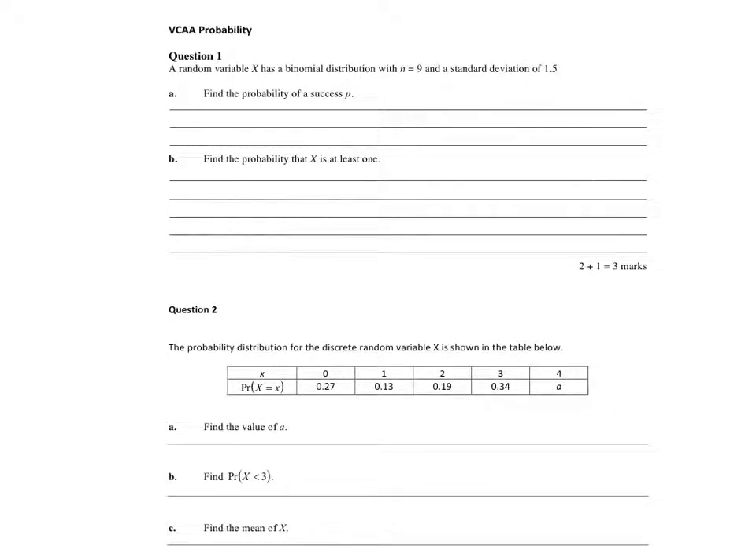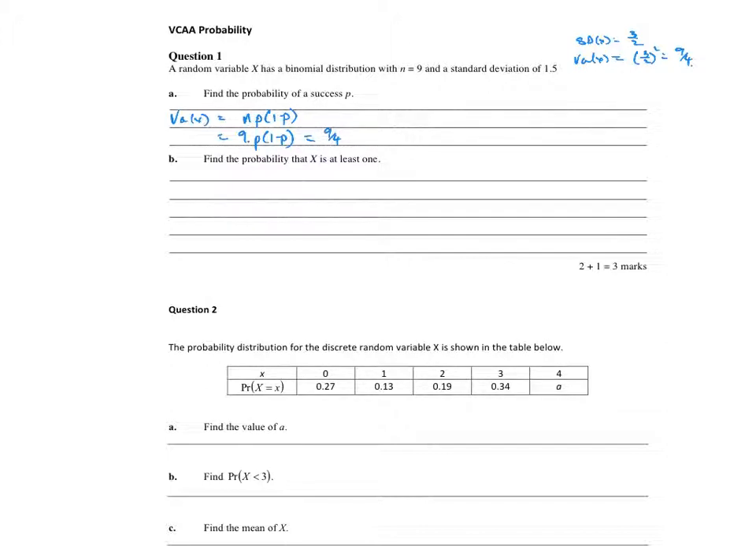So let's have a look. We know that standard deviation is equal to 3 on 2, which means the variance of x is equal to 3 on 2 squared, which is equal to 9 on 4. And I know that the variance is given by np(1 minus p), which in this case is 9 times p times (1 minus p), and that's going to be equal to 9 on 4.